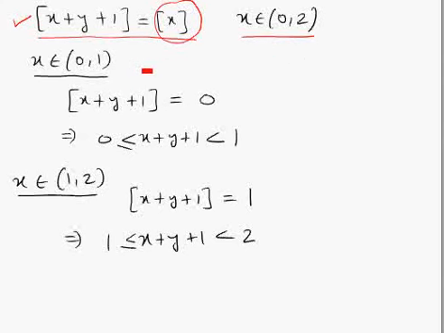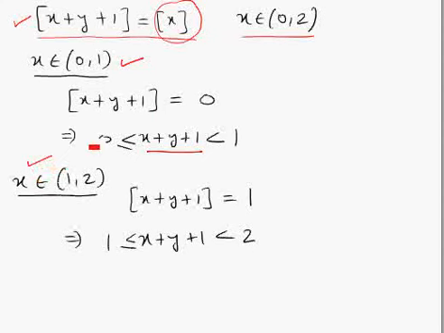So the first case is x between 0 and 1, the greatest integer of x becomes 0, and the greatest integer of x plus y plus 1 is 0. Now we'll further simplify this. When the greatest integer of this quantity is 0, it means this quantity lies between 0 and 1, right? And we'll plot this region.